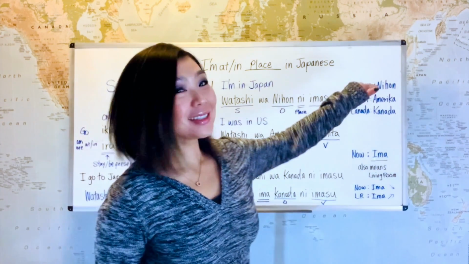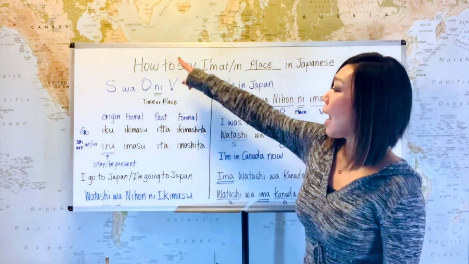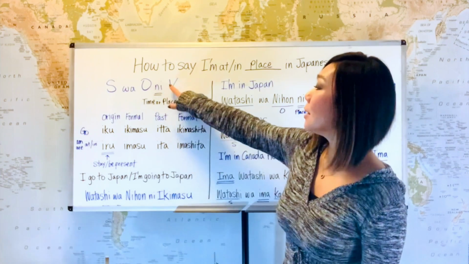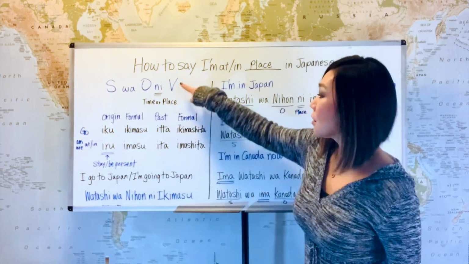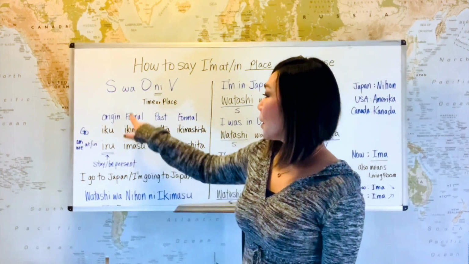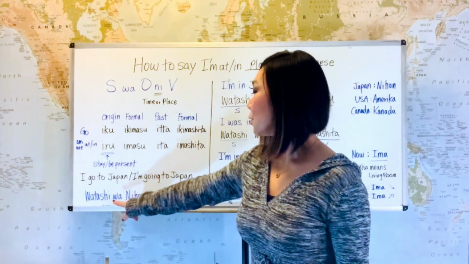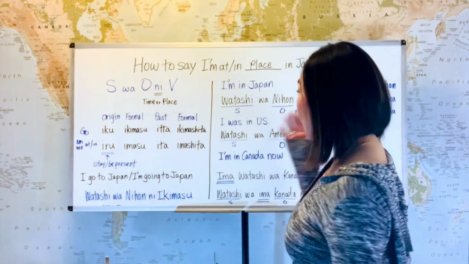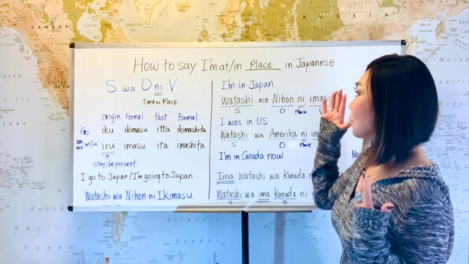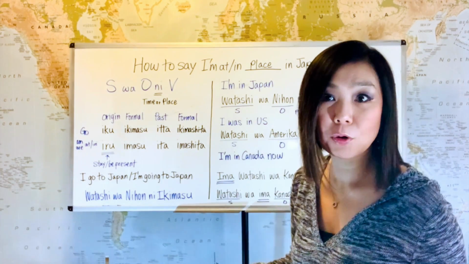So Japan is Nihon, right? So we put Nihon right here. And particle is ni because we're talking about the place, right? So ni, and then the verb is, let's use the formal way, that is, ikimasu. Watashi wa Nihon ni ikimasu. That means I'm going to Japan. So now, we're going to talk about today's lesson. I'm in Japan instead of saying I'm going to Japan.